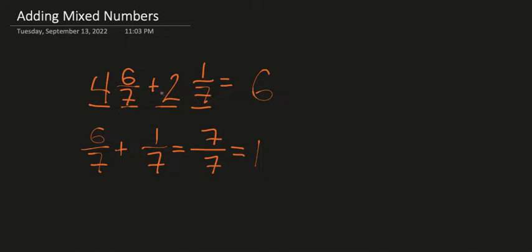So when we're adding mixed numbers, we add the whole numbers together and we add the fractions together. And once you have the result of each of those sums, then you can add both of those together. So we're going to have 6 plus 1, which equals 7. If you're unsure on how to add fractions, watch my video above.